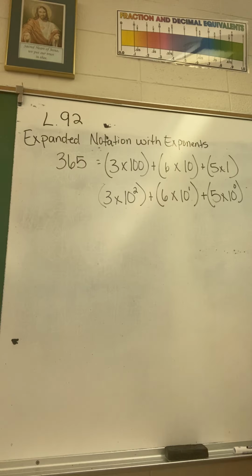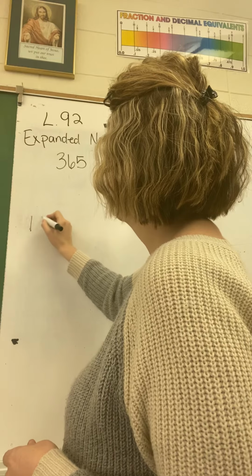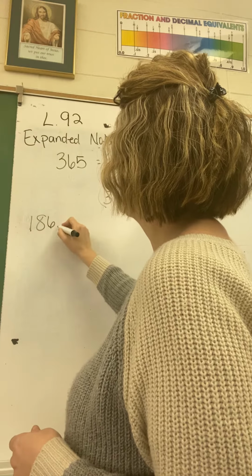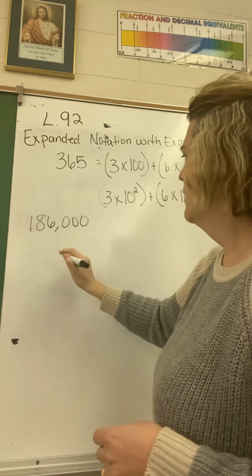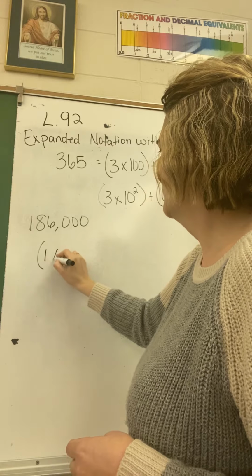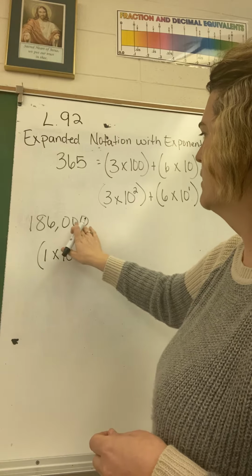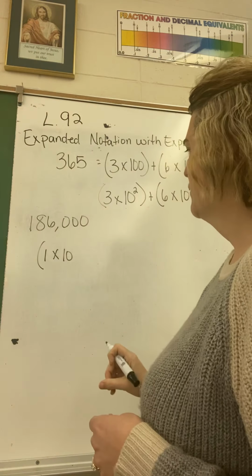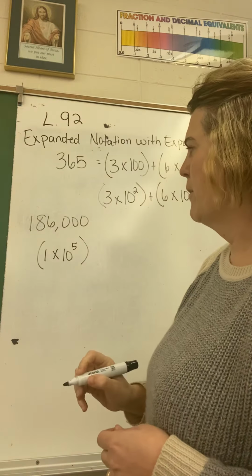The first example says the speed of light is about 186,000 miles per second. Write 186,000 in expanded notation using exponents. So the first thing I'm going to do is write my number down. 186,000. We start from the beginning of any number. So we go parentheses 1 times 10, and we can count our spots: 1, 2, 3, 4, 5. So it's to the power of 5.